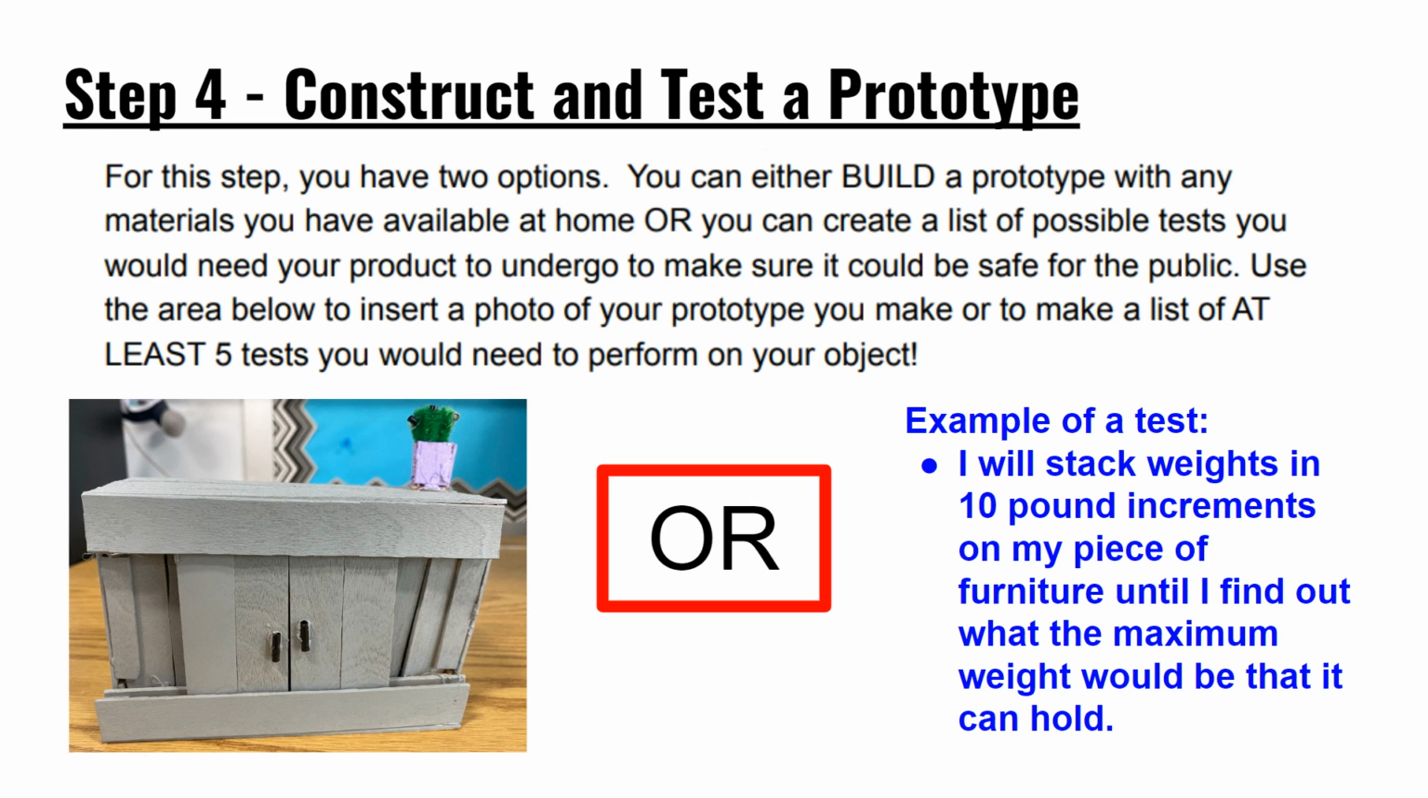Or if you do not want to create your prototype, you're going to give me a list of 5 different tests that you would use to basically make sure that your product is safe for the public. So I give an example here in blue. Every piece of furniture is going to have some sort of weight limit. So how much weight can that actually hold, and how would we test it? So maybe we would stack 10-pound weights on it until we saw that the furniture was starting to cave in, and we'd know what the maximum weight that piece of furniture could hold.